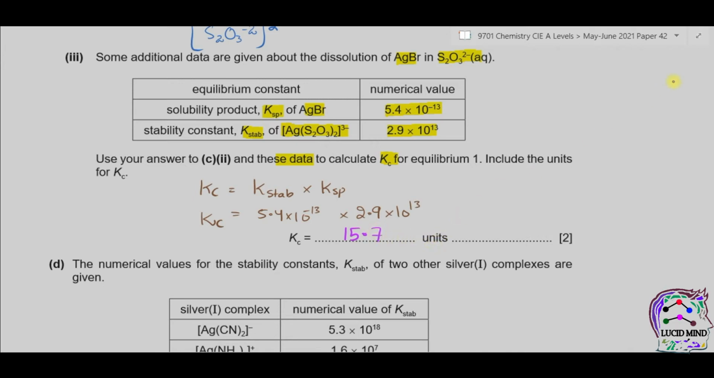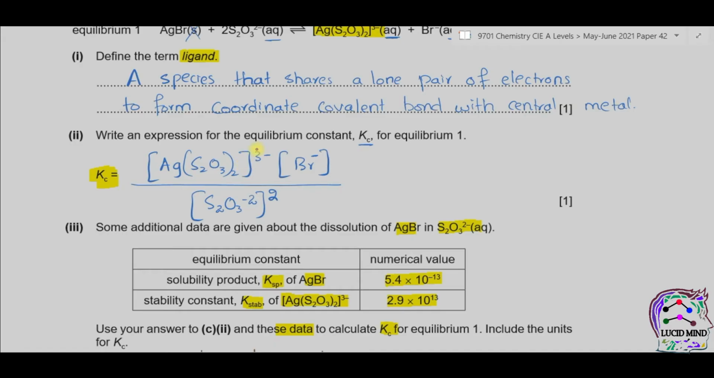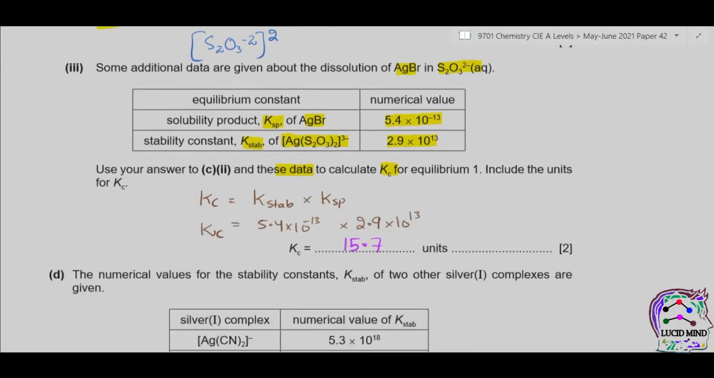Let's find out the units by the help of C part 2. This one is power 1. This is the charge. This one is power 1. So we have mole per decimeter cube for first, mole per decimeter cube for second, divided by this one is squared, so we have mole per decimeter cube squared. Now it will cancel out with the square, so therefore there is no unit that is left.